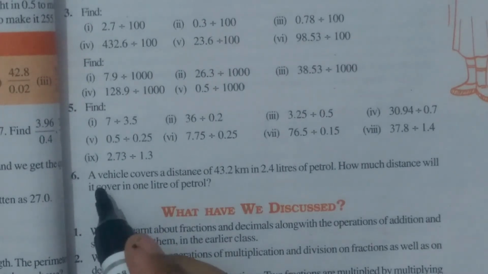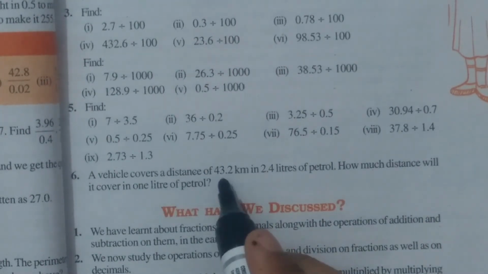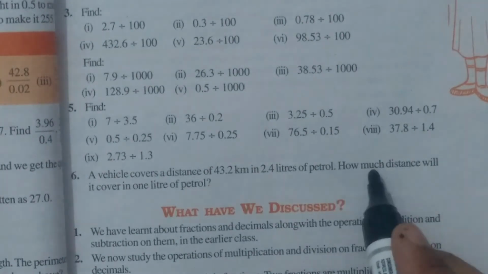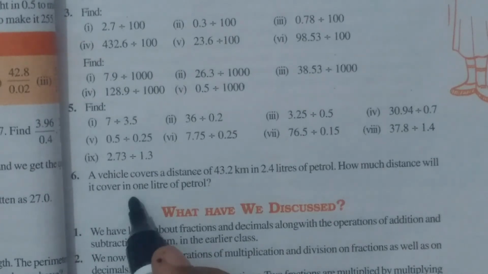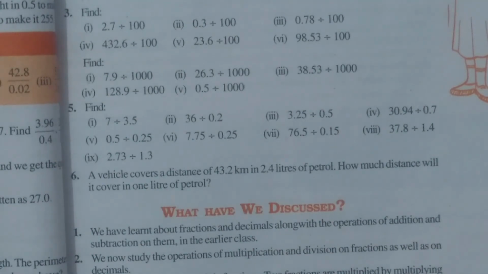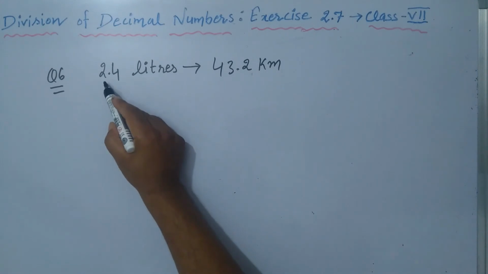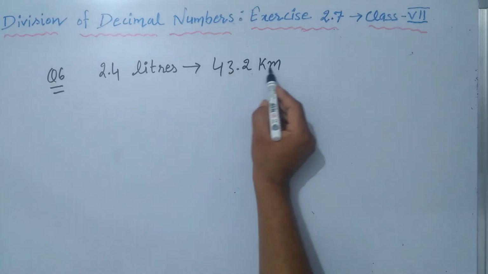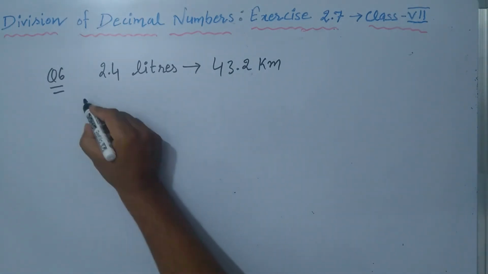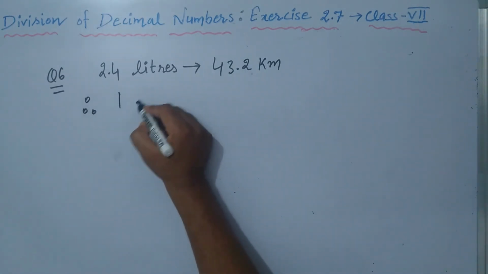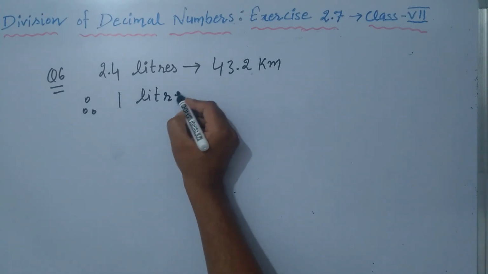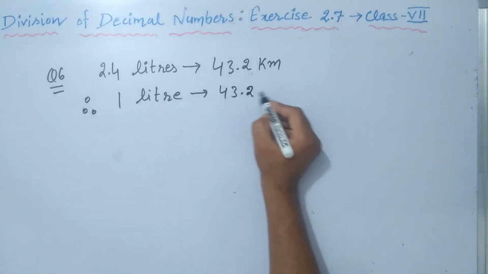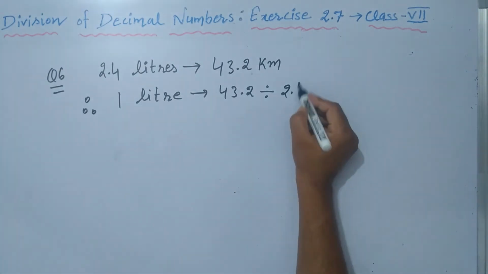Question number 6. A vehicle covers a distance of 43.2 km in 2.4 liters of petrol. How much distance will it cover in 1 liter of petrol? So first of all, 2.4 liters of petrol mean 43.2 kilometer distance is covered. Therefore, 1 liter of petrol mean we have to divide 43.2 divide 2.4.